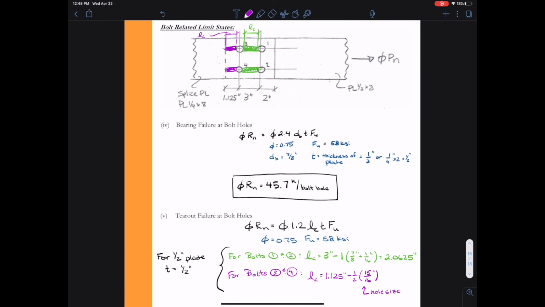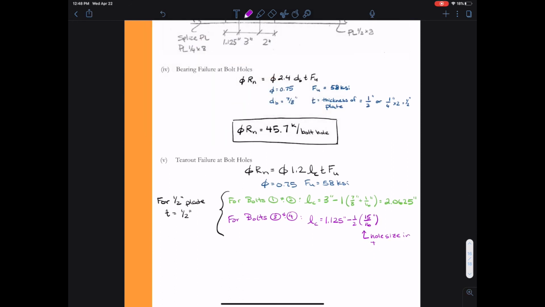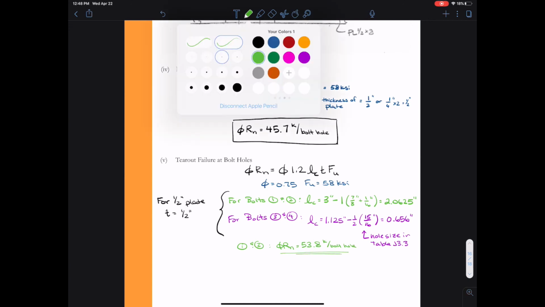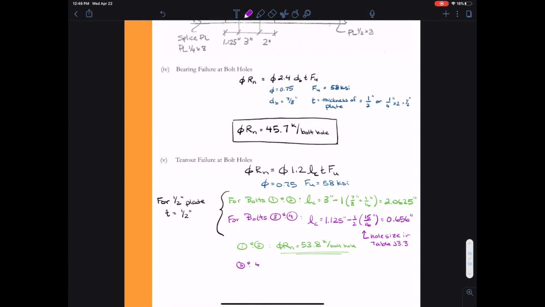Now I need to plug in my values of L sub C for both bolts 1 and 2 and bolts 3 and 4 into the equation above for phi Rn. So plugging in phi as 0.75, 1.2 times L sub C of 2.0625 inches times the thickness, which is a 1/2 inch, times 58 ksi, I get that for bolts 1 and 2, phi Rn calculates to be 53.8 kips per bolt. I'll do the same for bolts 3 and 4, and my calculations give me phi Rn equals 17.1 kips per bolt hole.